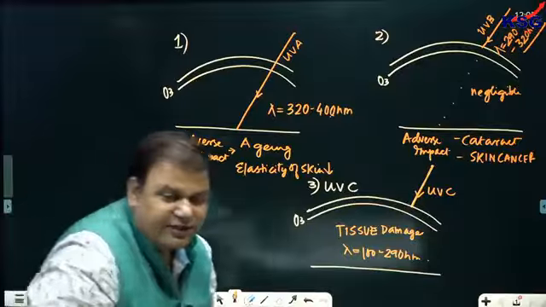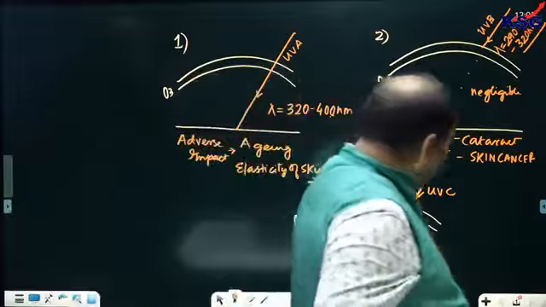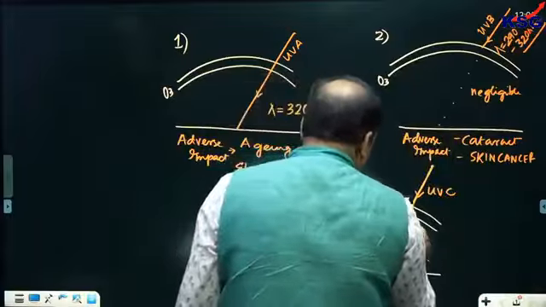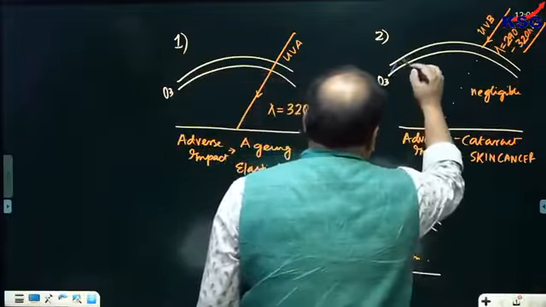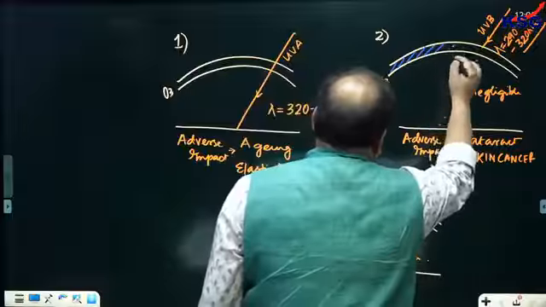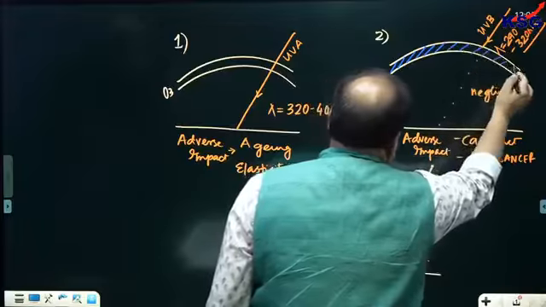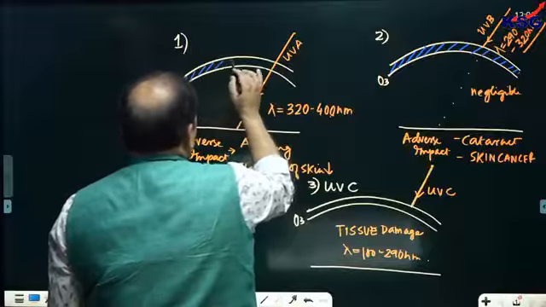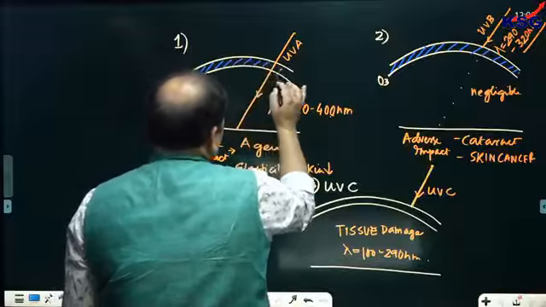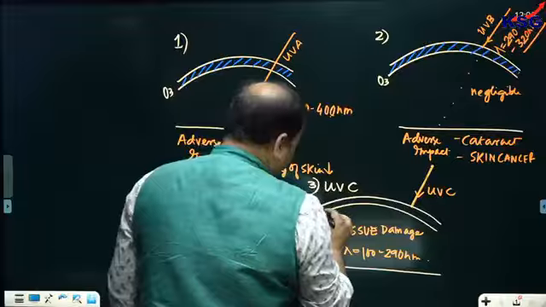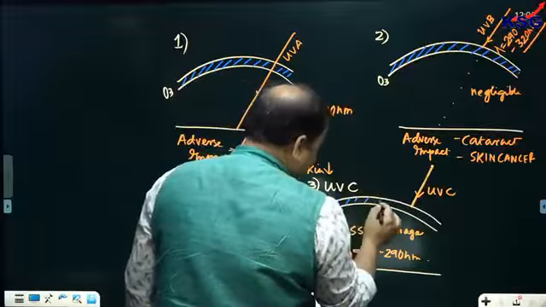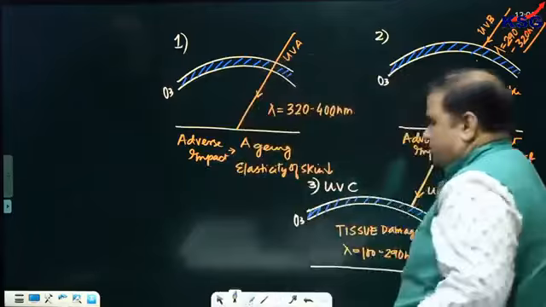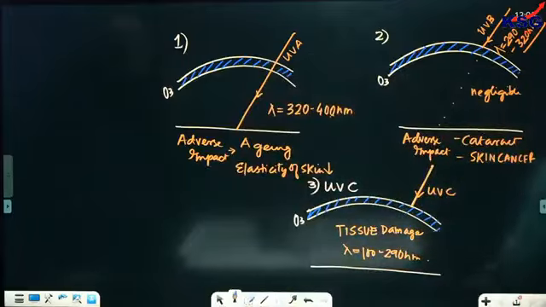Clear? So there are 3 types of UV radiation which I have drawn. If you wish, you can take a pic of it. One is called UVA. Second, I have discussed UVB, and third is called UVC. So 3 different types of UV radiation I have discussed. Take a pic of it.